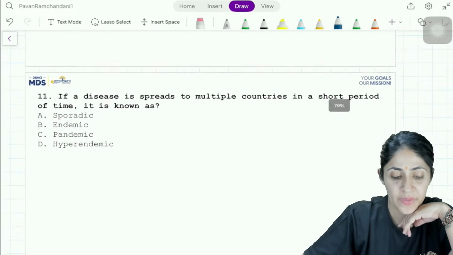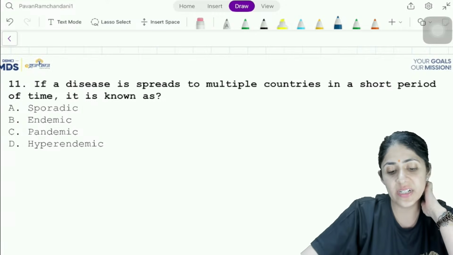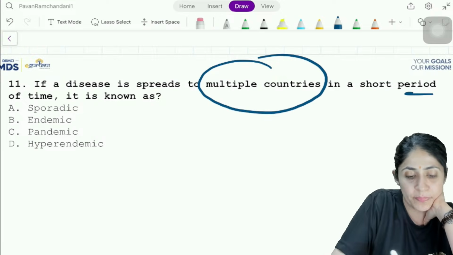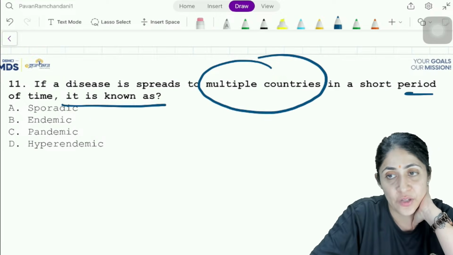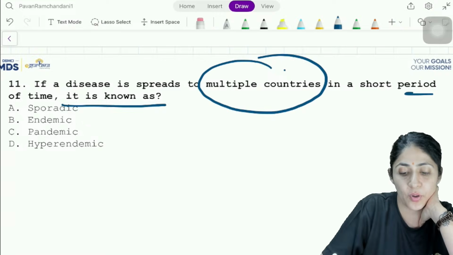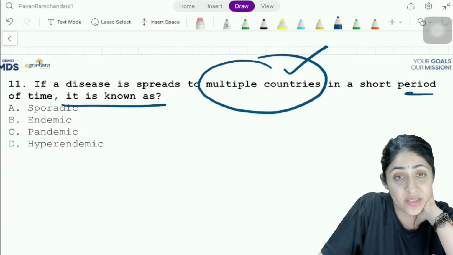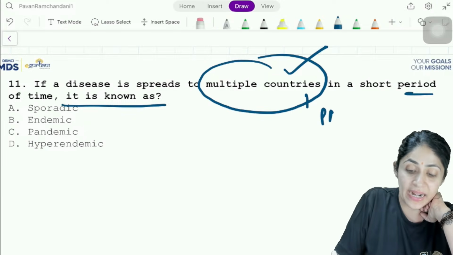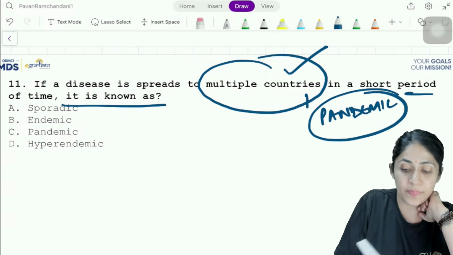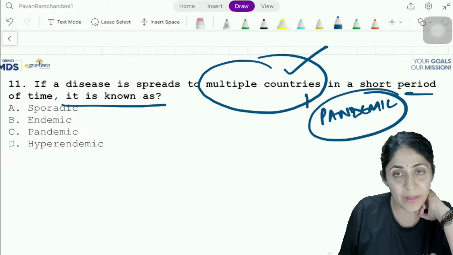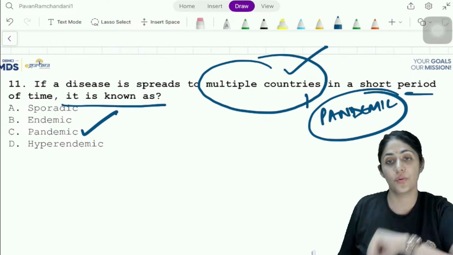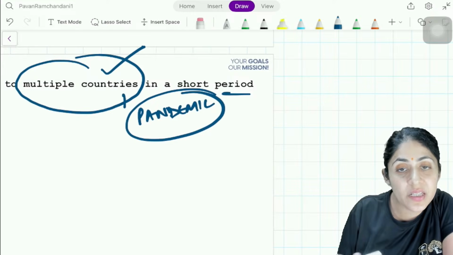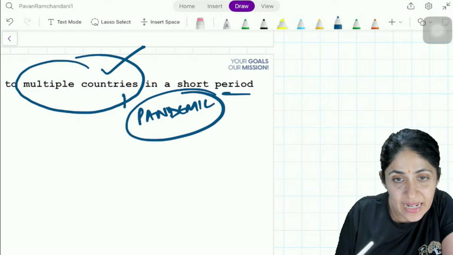Understood that? Now, the next question: if a disease is spreading to multiple countries in a short period of time, it is called what? Here we are talking about COVID. For example, COVID spread to multiple countries. So what do we call COVID? We said it is a pandemic. When a disease is spreading to multiple countries in a short time, it is called a pandemic. It is widespread.